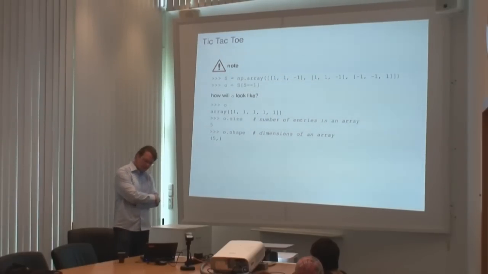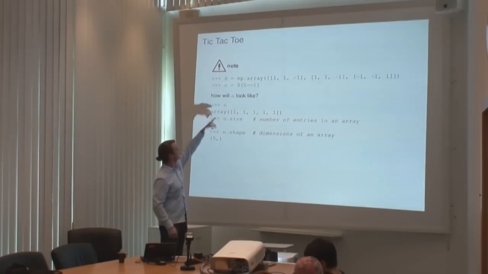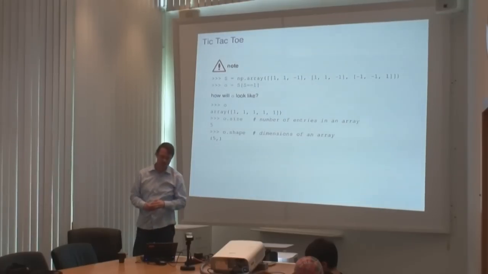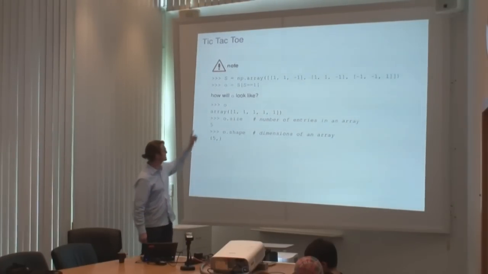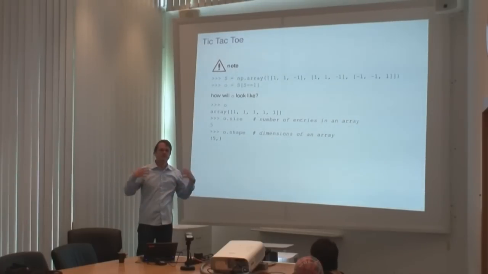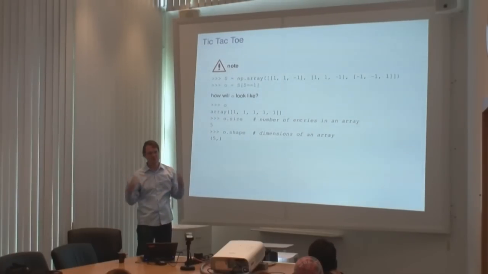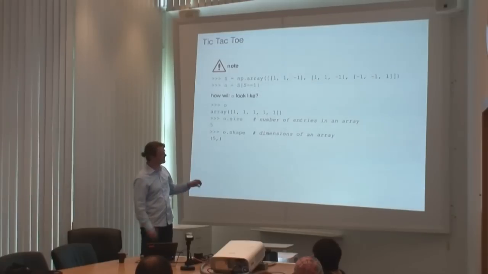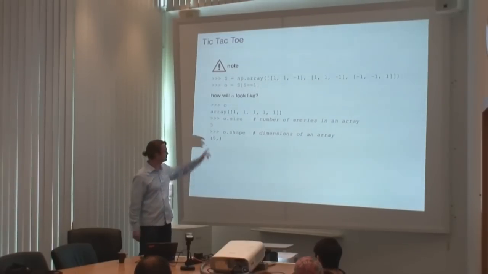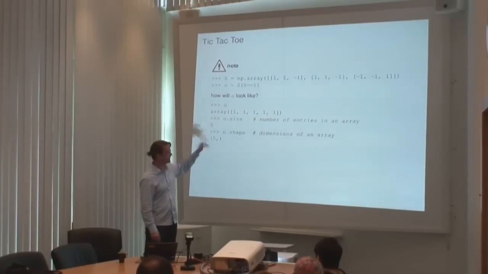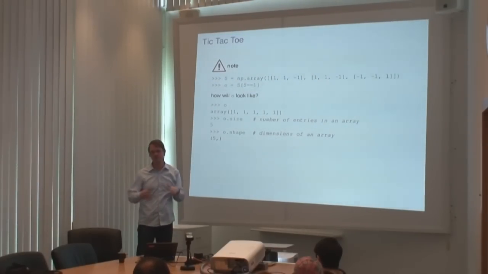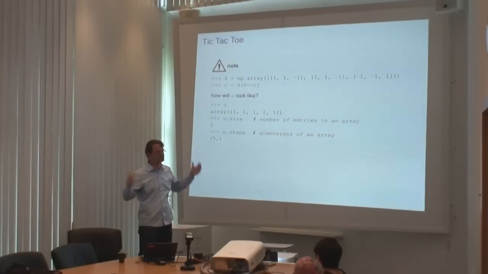An interesting further concept is the function shape. Now we have this array lowercase o, and it is a one-dimensional array containing 5 entries, so its size is 5. The shape gives us the dimensions of an array. And for a crazy reason, this is a tuple now. It's not just a number, but a tuple, where the first entry contains a 5, which is sort of comforting because it's a 5-dimensional vector, and the second entry is empty.